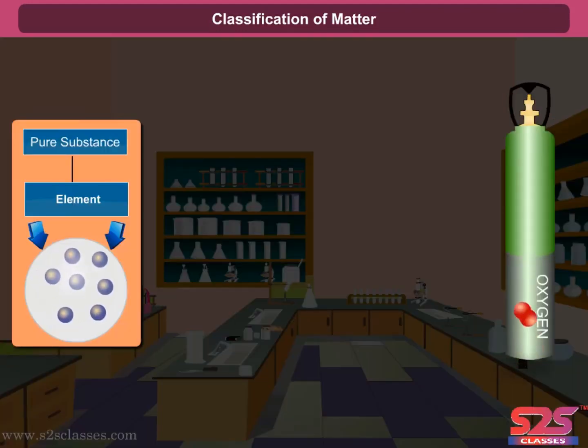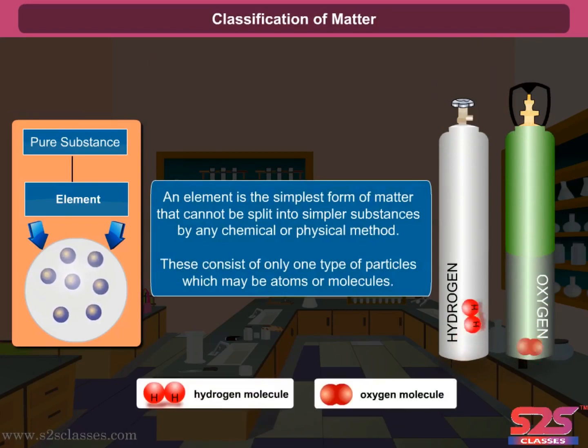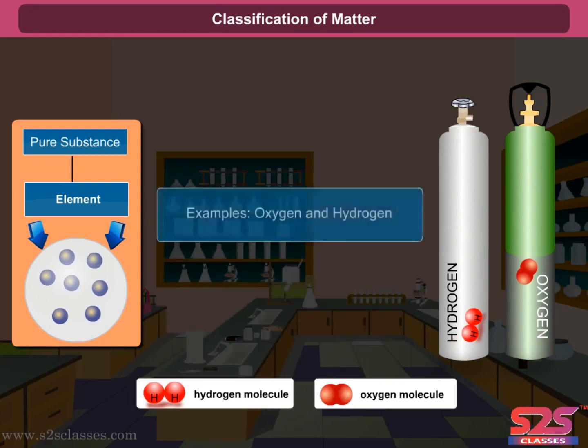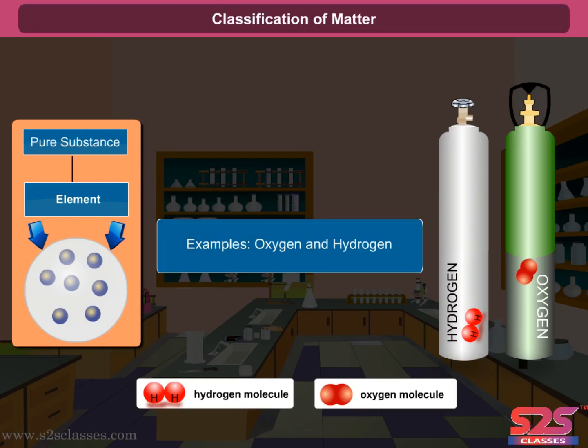An element is the simplest form of matter that cannot be split into simpler substances or built from simpler substances by any ordinary chemical or physical method. These consist of only one type of particles, which may be atoms or molecules. Oxygen and hydrogen are the examples of elements.